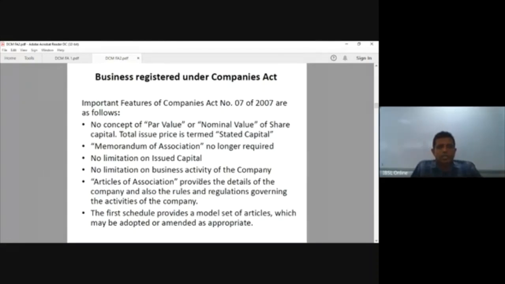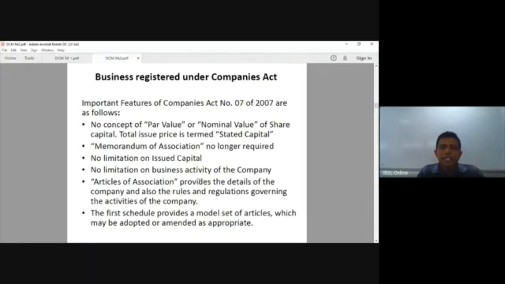Now, some salient features. These are not that important for financial statement analysis, but for the benefit of all and for completeness, I have given these points. Important features of Company Act number 7 of 2007, compared with Company Act number 17 of 1982: there is no concept of par value or nominal value of shares. The total issue price is termed as stated capital, right?